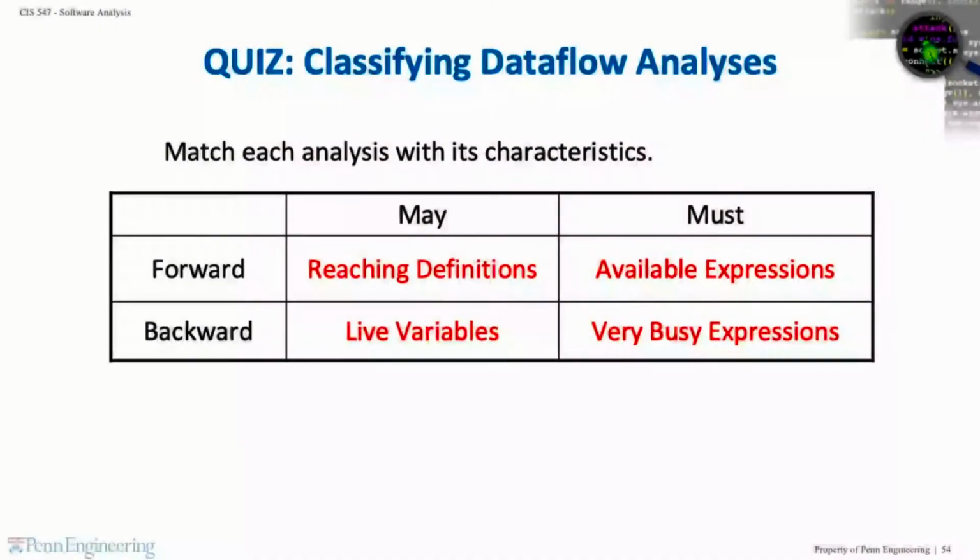Let's review the solution. Reaching definitions analysis is a forward may analysis. Available expressions analysis is a forward must analysis. Live variables analysis is a backward may analysis. And finally, very busy expressions analysis is a backward must analysis.